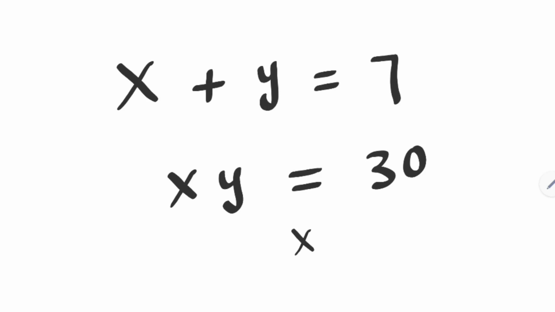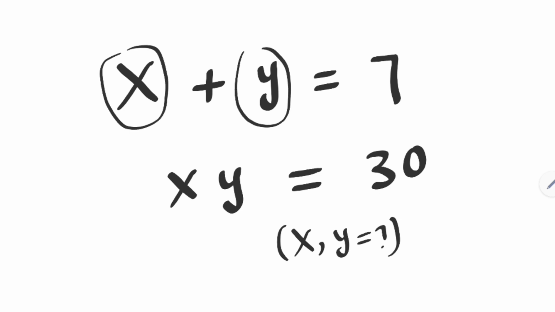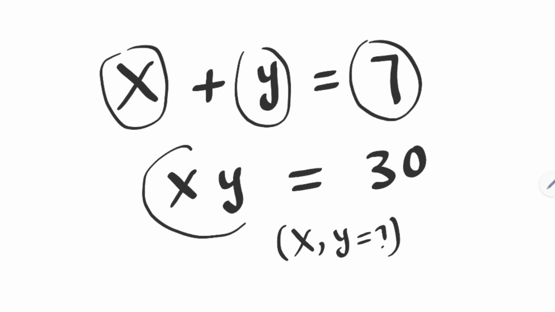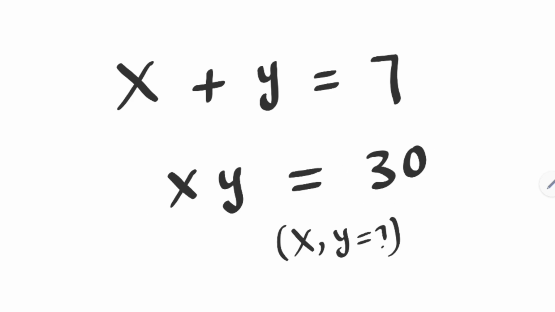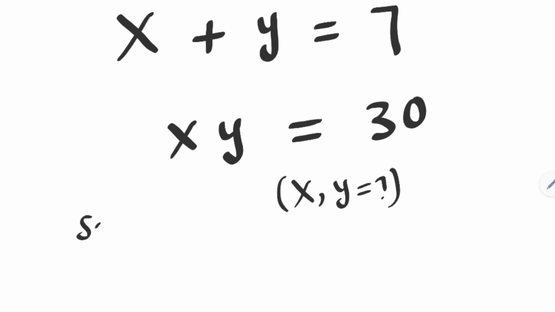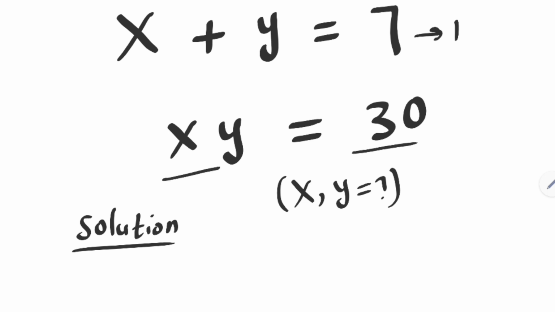Let us solve for x and y, given x plus y is equal to 7 and xy is equal to 30. x plus y is equal to 7, let us call this equation 1. xy is equal to 30, let us call this equation 2.